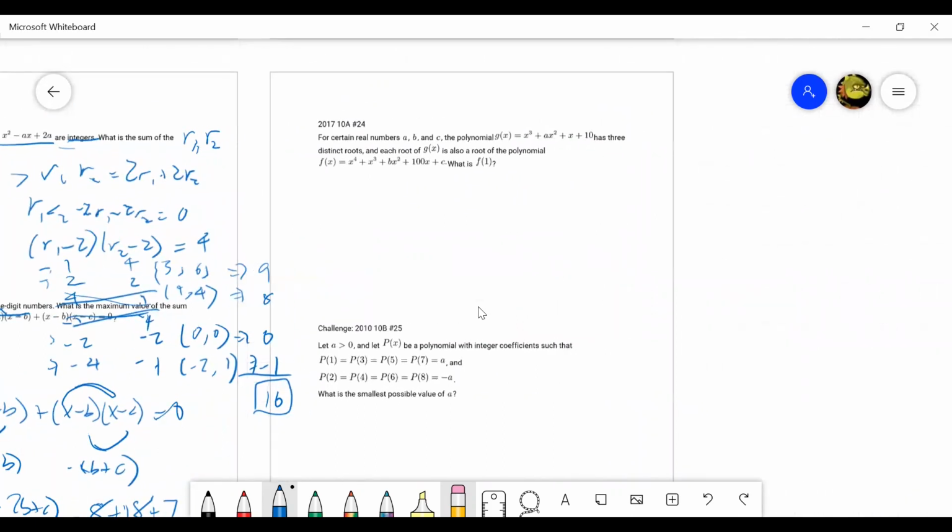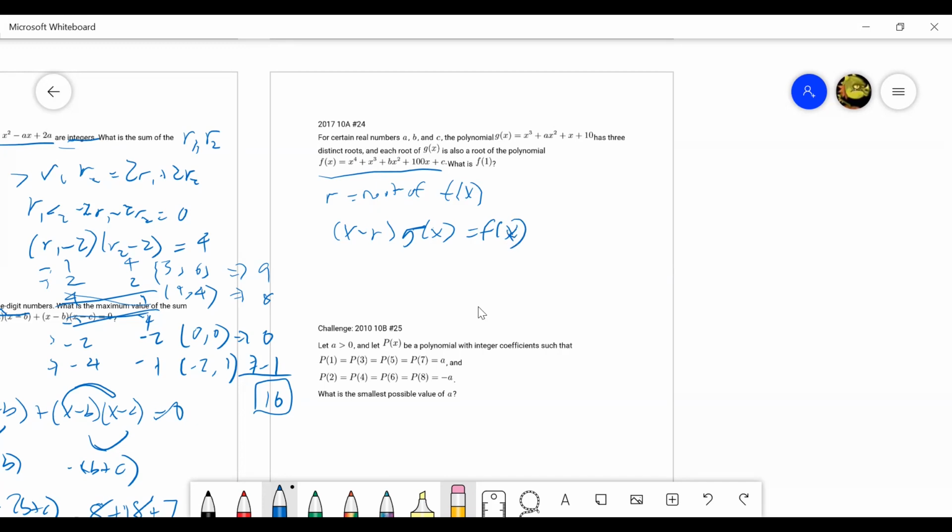So last problem. It says, for certain real numbers a, b, and c, the polynomial x cubed plus a x squared plus b x plus 10 has 3 distinct roots, and each root is also a root of the polynomial f of x. What is f of 1? This ties back to what I said earlier: if the roots are the same, then it's divisible. If we let r be the root of f that's not a root of g of x, then we must have (x minus r) times g of x equal to f of x, because all the other roots have to be the same.